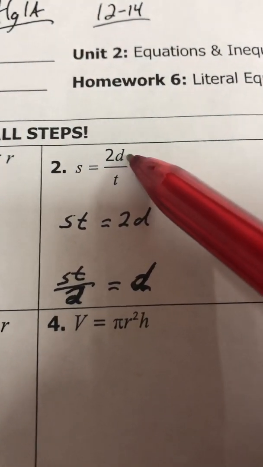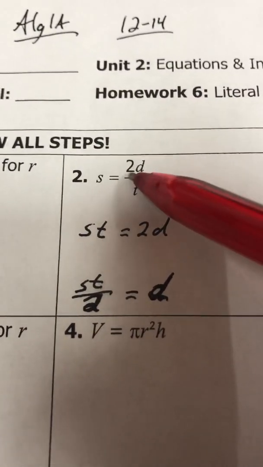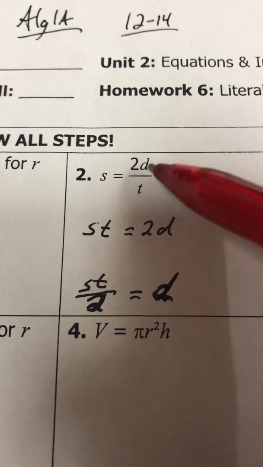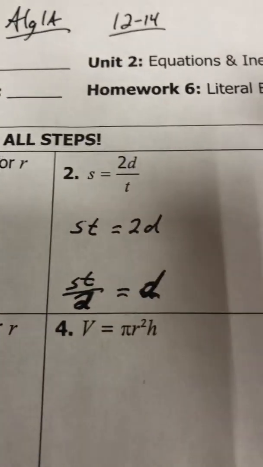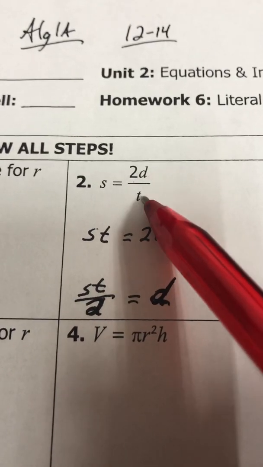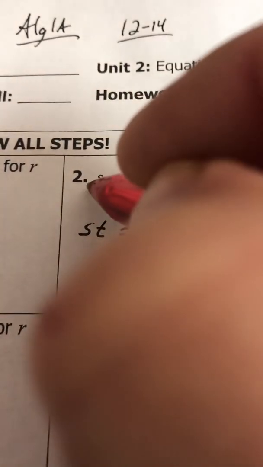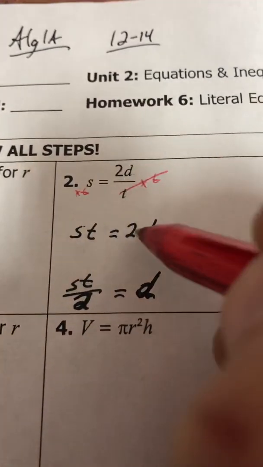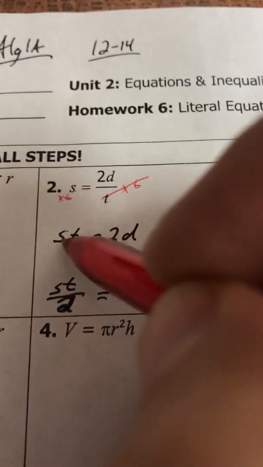The reason why I wanted to show you this one is that I have 2d divided by t here, and I'm solving for d. So I'm going to multiply both sides by t, whereas in number 1 I had to divide. This is saying 2d divided by t, so the opposite of division is multiplying by t. This would be like t over 1, or just t if you want to think of it that way. So these cancel out, and I get 2d by itself, right? And I have s times t. So s times t looks like that.